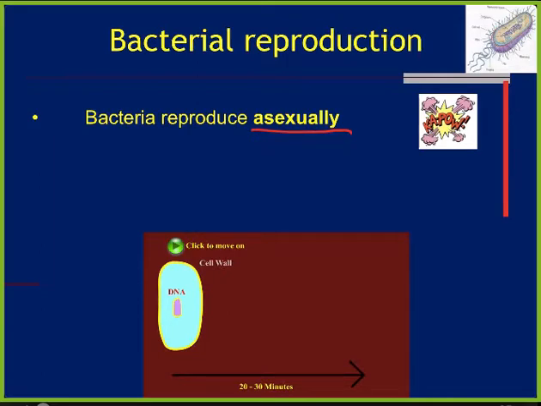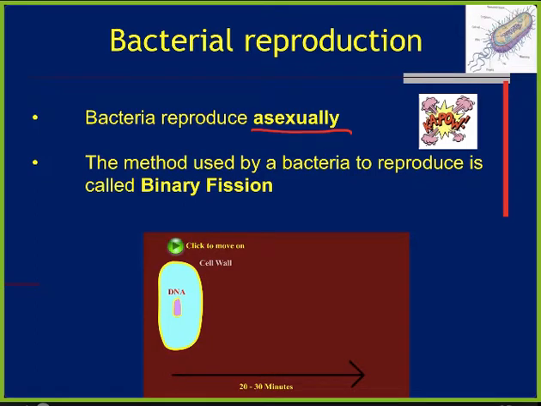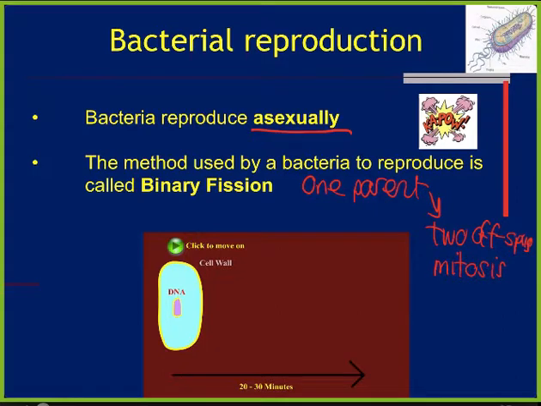So the method that they're going to use to reproduce is binary fission. And we're saying one parent. We're saying two offspring, or two daughters. We'll get to those. And mitosis is going to be your method of cell division if you're asexually reproducing.